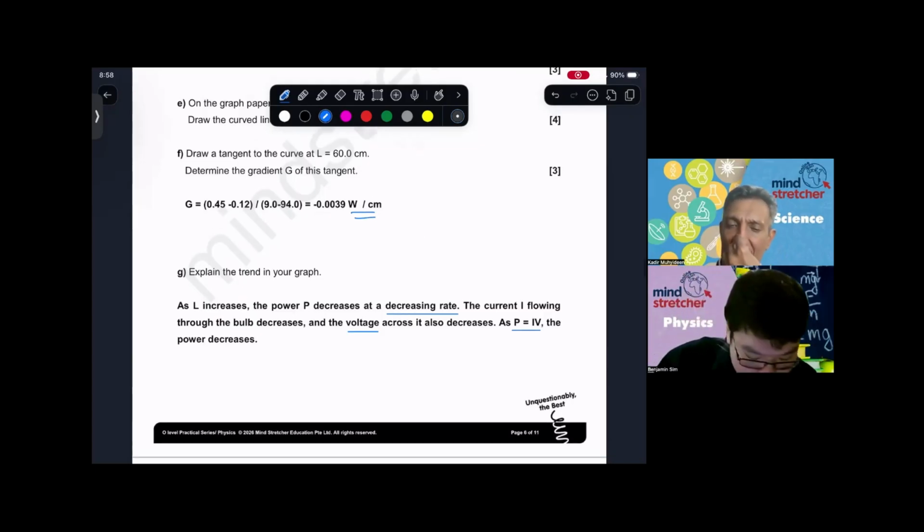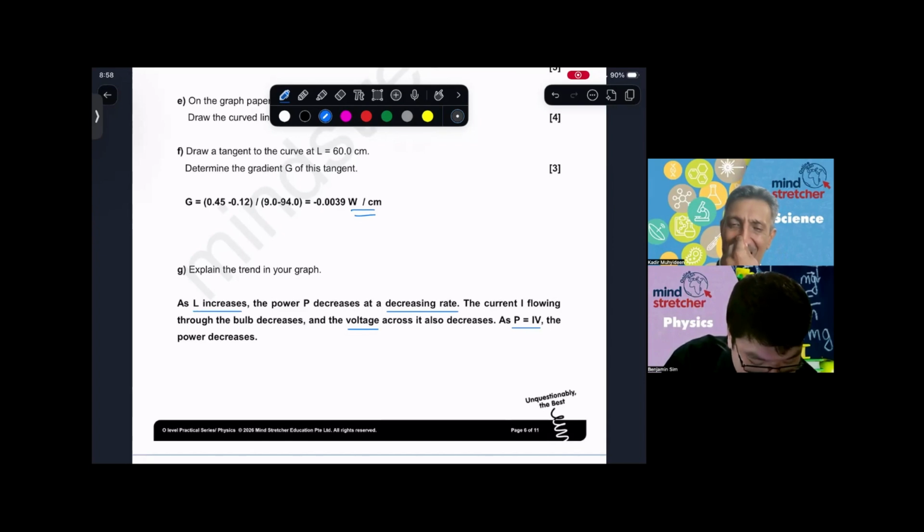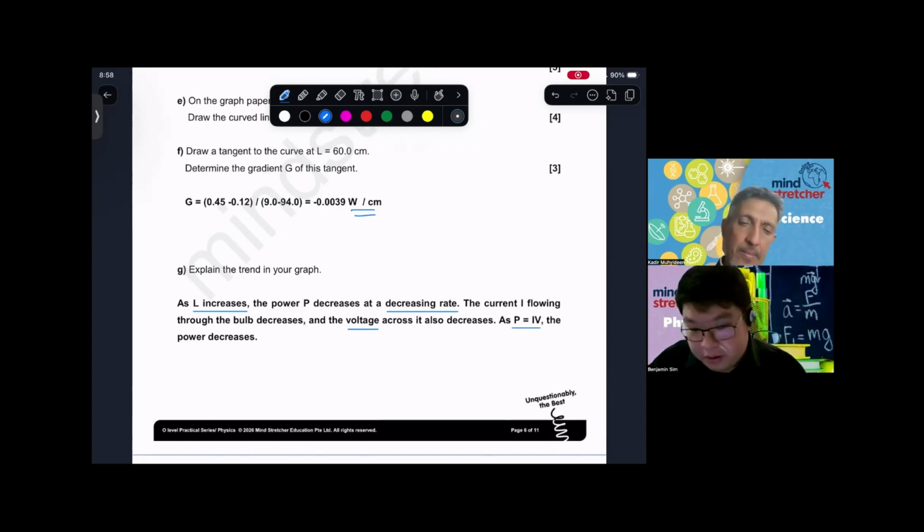Now please remember that we always discuss the independent variable first, then the dependent variable. So we never ever say, as the power decreases, L increases. No, never. Because L, the length here, is what we are changing. So we must say, as L increases, power decreases, not the other way around. The other way around would be completely wrong. So as L increases, the power P decreases as well.